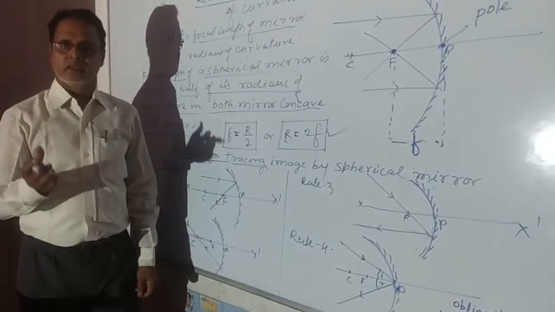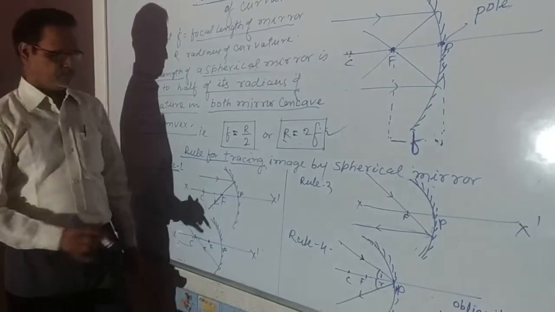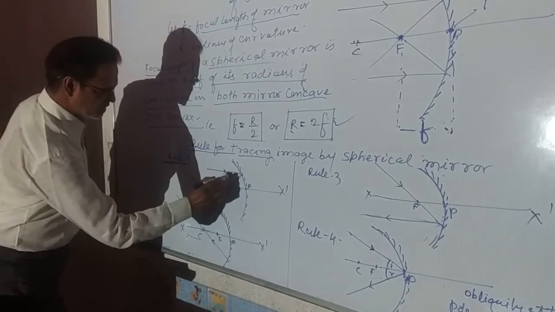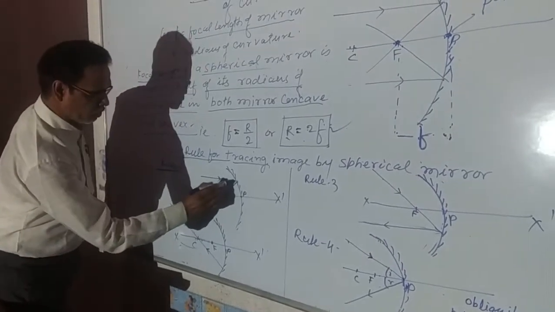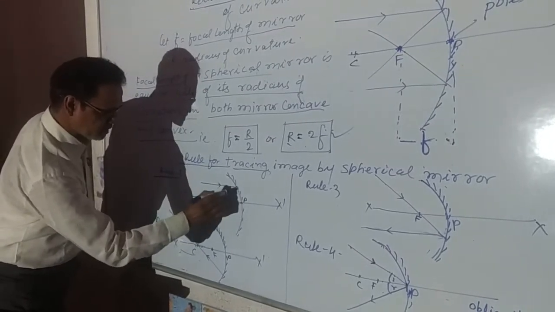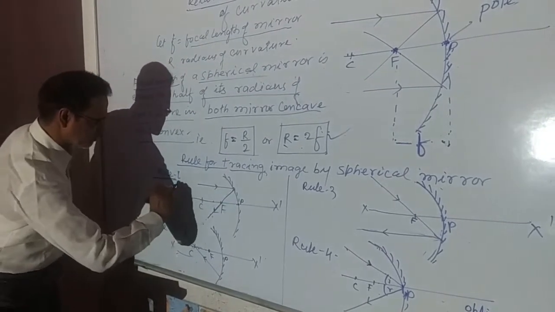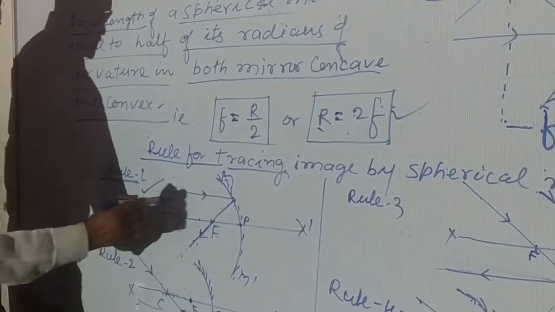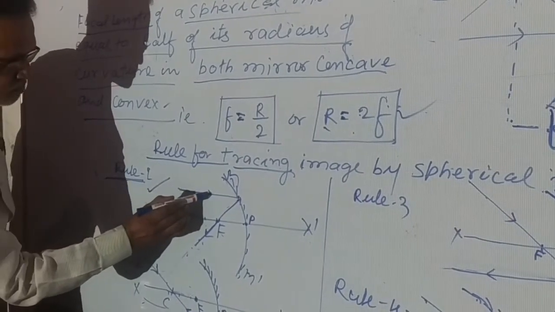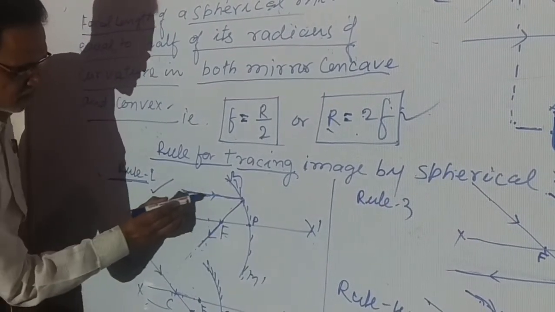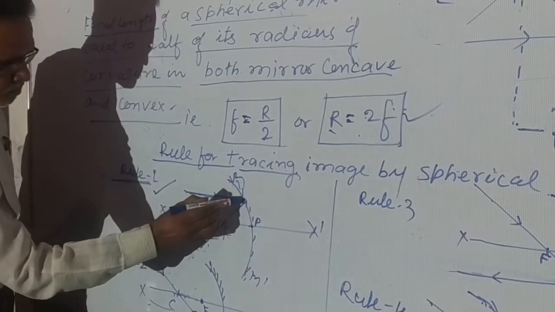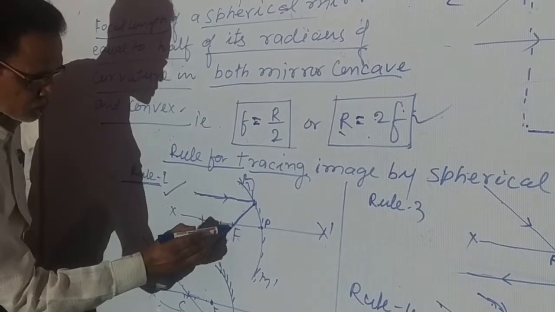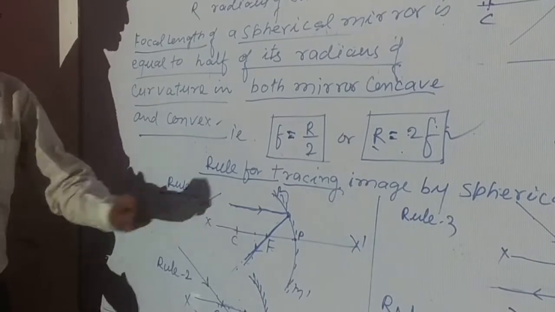On the basis of these rules we trace the image formed by concave mirror at different positions. Firstly, we know the rule. So rule first: when the incident ray falls parallel to the principal axis on the reflecting surface, then it passes through the focus. This is the first rule. This is concave mirror M dash. Okay, this is the figure.